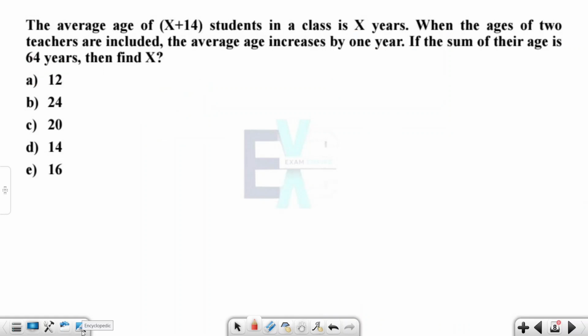Right. Next, the average age of X plus 14 students in a class is X years. When the ages of two teachers are included, the average age increases by 1 year. Initially, how many students are there? X plus 14 students are there. What is their average? X. Now, when the ages of two teachers are included, that is, if two members are included, X plus 14 will become X plus 16, and the average age increases by 1 year, that is, X will become X plus 1.